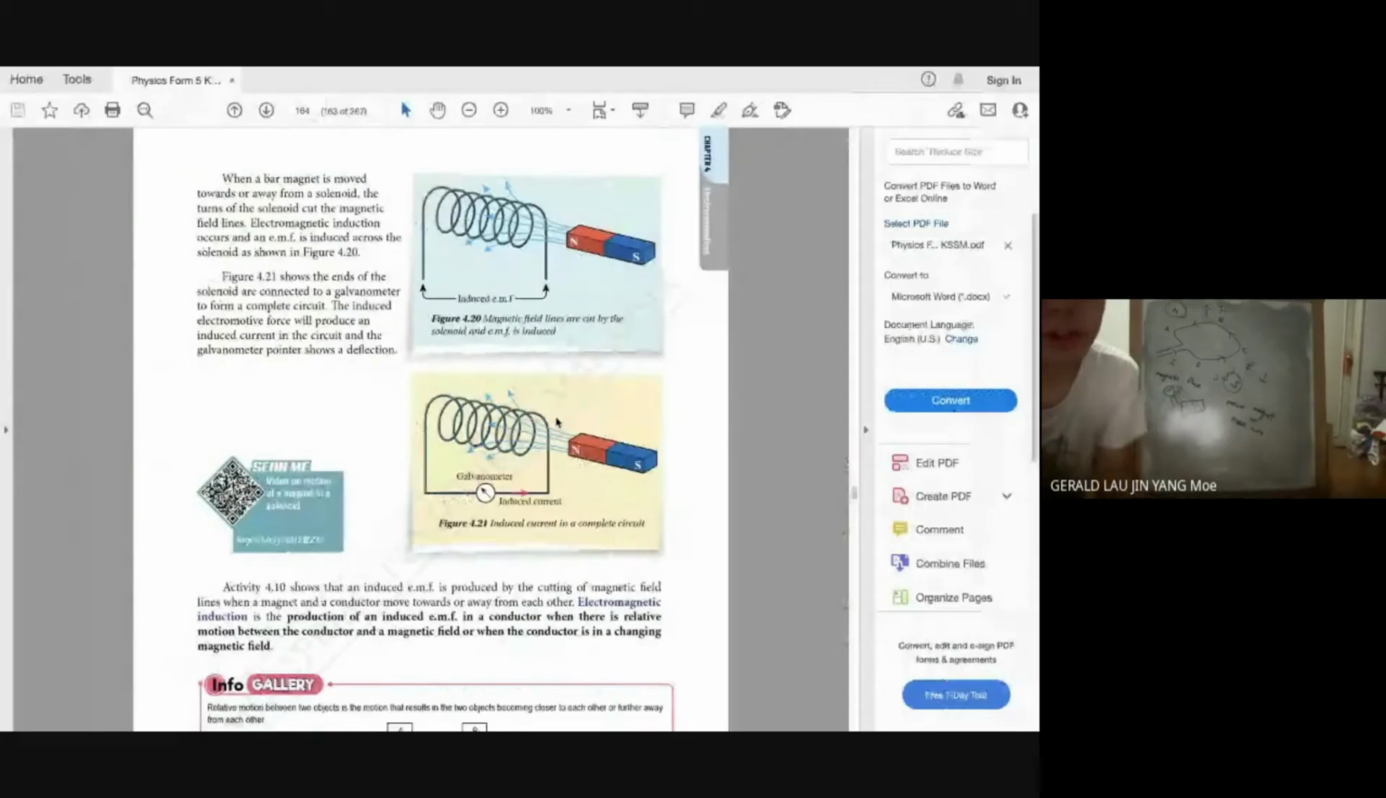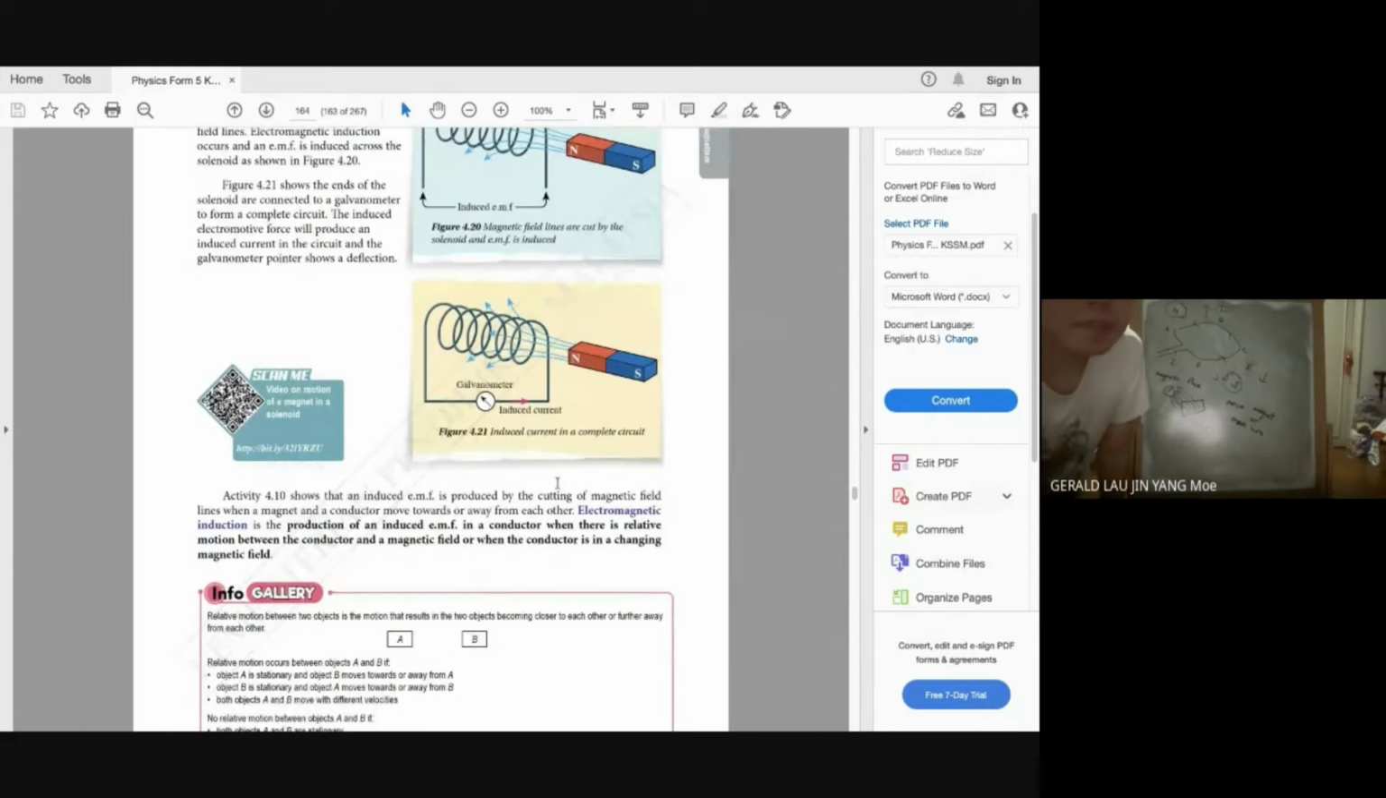Okay, so the end of the solenoid. So that means you see, you don't necessarily need a straight wire and also a magnet. You can have a magnet and also your solenoid. Okay, when you have your magnet and your solenoid, you move towards each other, it also will produce an induced EMF, an induced current.